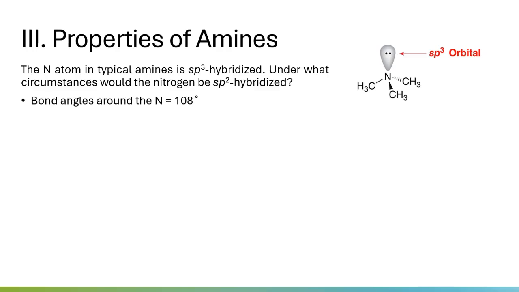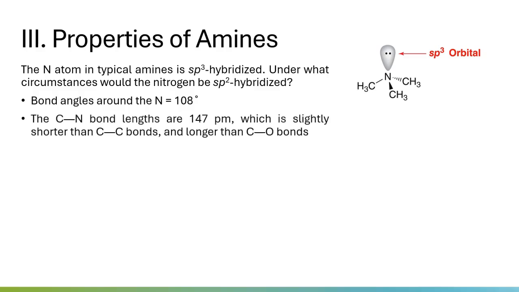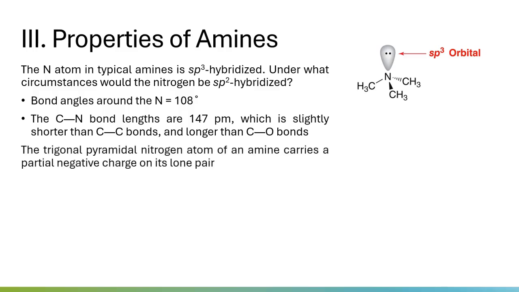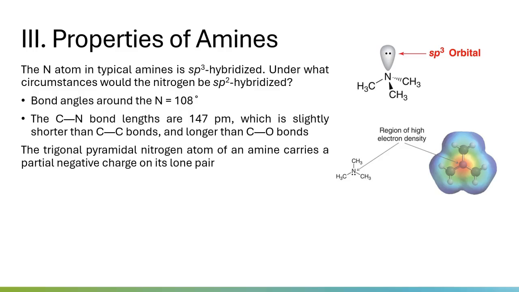The bond angles around the nitrogen tend to be around 108 degrees. The carbon-nitrogen bond lengths are 147 picometers, which is slightly shorter than C-C bonds, but longer than C-O bonds. The trigonal-pyramidal nitrogen atom of an amine carries a partial negative charge on its lone pair. We have a region of high electron density.